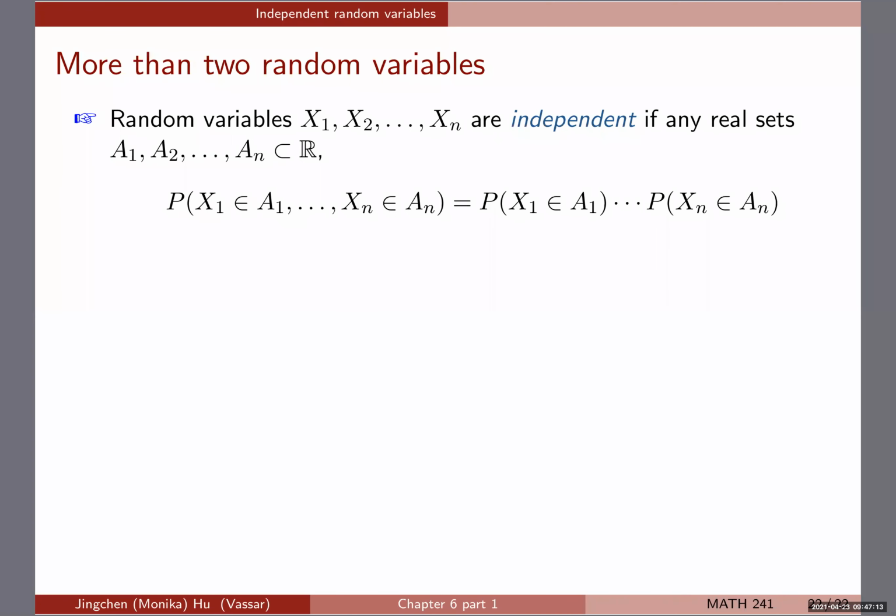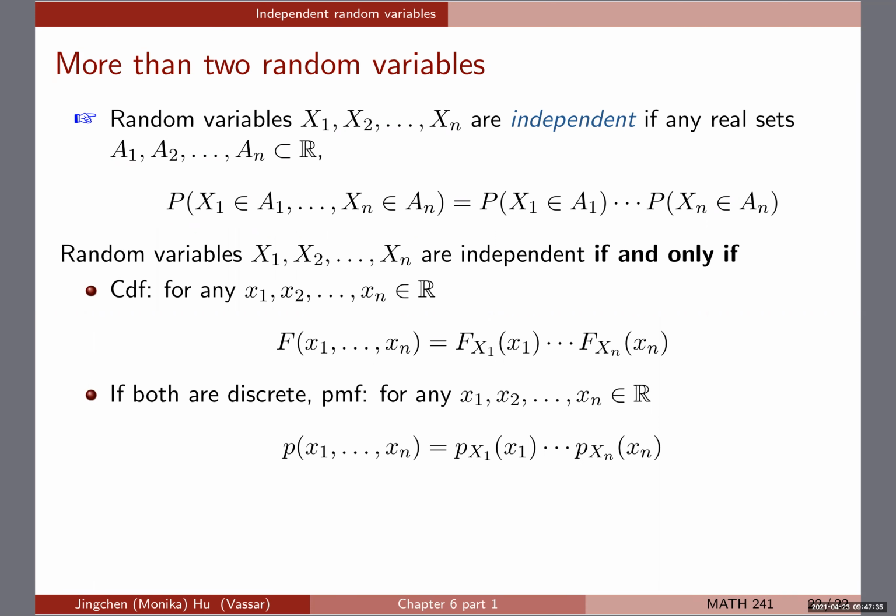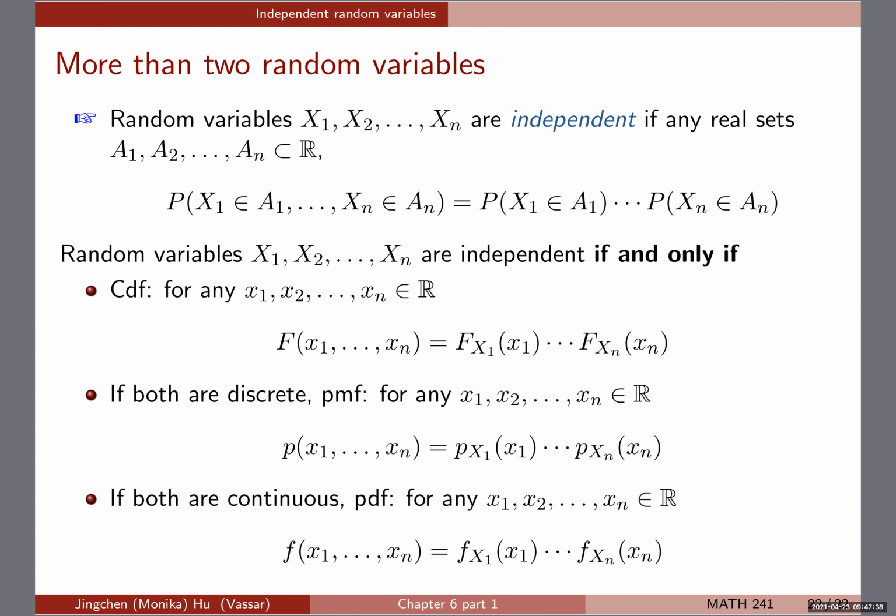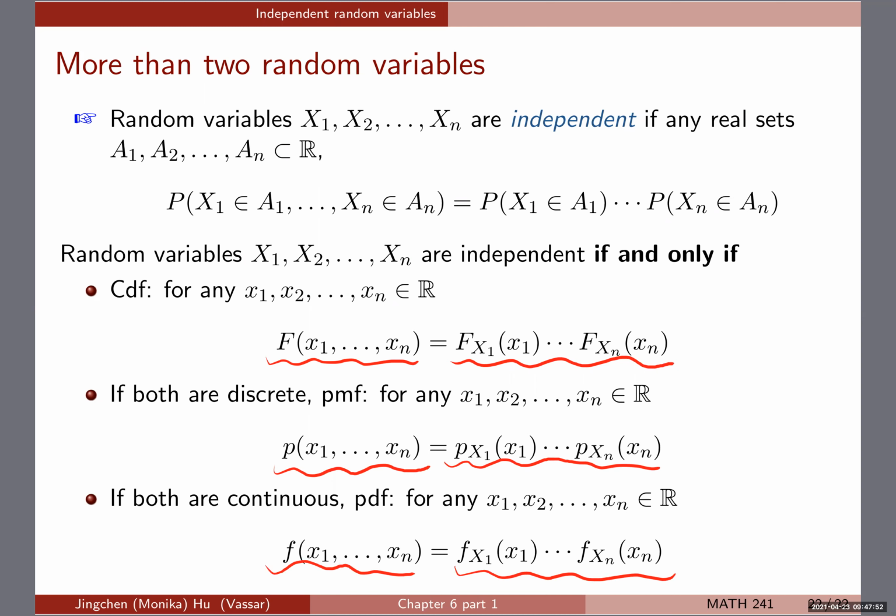Lastly, if you're working with more than two random variables, they're independent if the joint probability of x1 within a1, x2 within a2, up to xn within an is the product of all of the marginals. That's very similar to what we defined for only two random variables. All of the if and only if statements stay the same, but we're now expanding to more than two. So the joint CDF is the product of all of the marginals, the joint PMF is the product of all of the marginals, and the joint PDF is the product of the marginals.